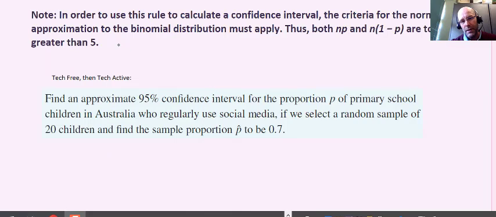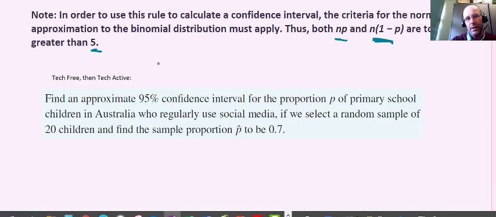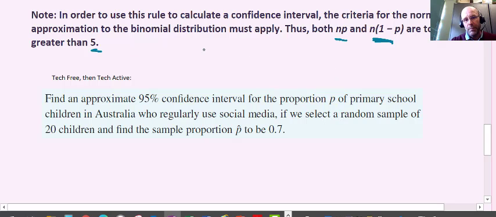Now please note that we need n times p and n times 1 minus p, the complement. They need to be greater than 5, as we've seen with the normal approximation of the binomial distribution. That basically works out whether we're eligible to actually use this or not. So np and n times 1 minus p must be greater than 5, as we've seen before.